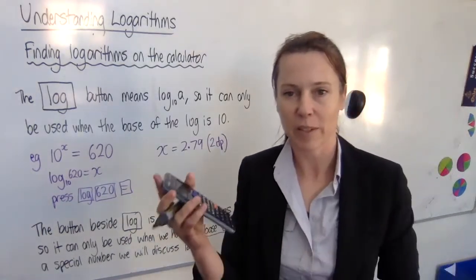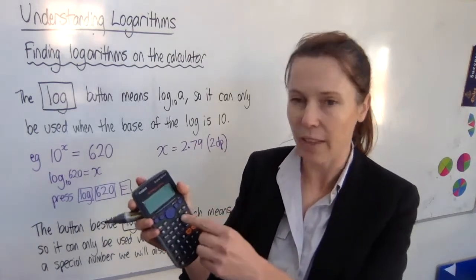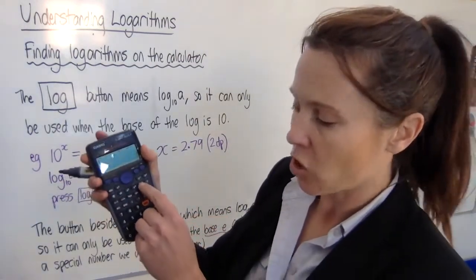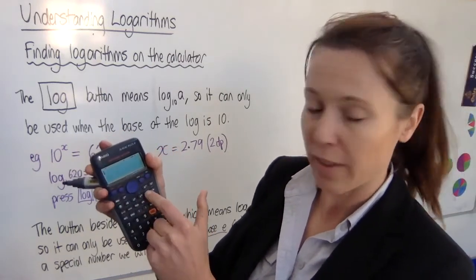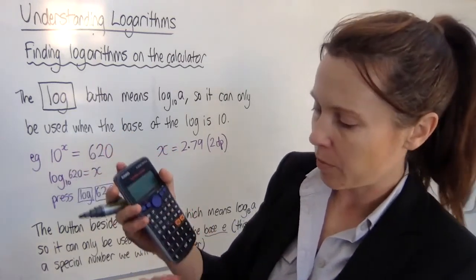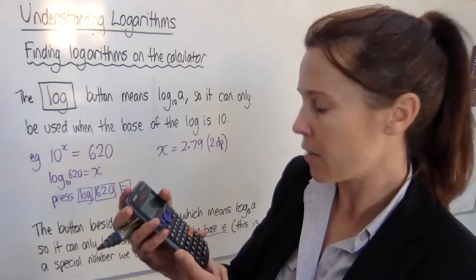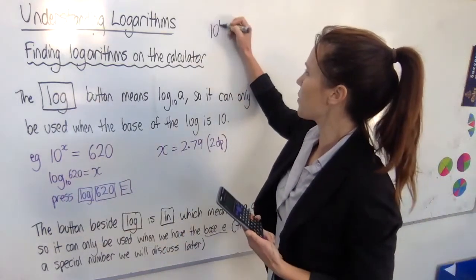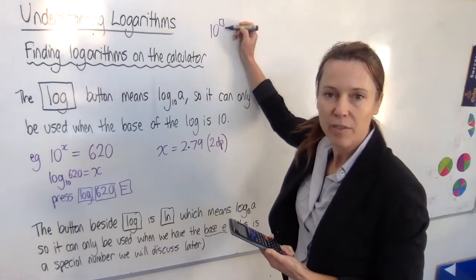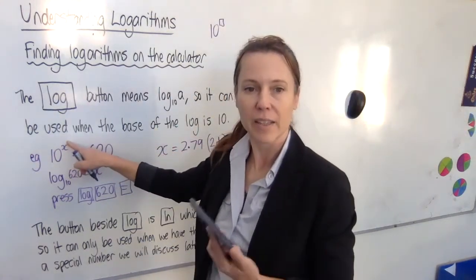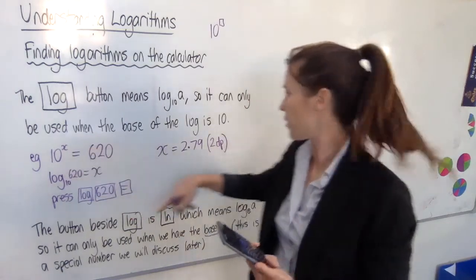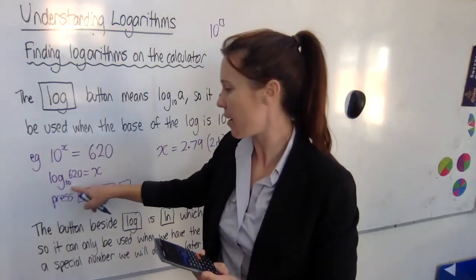Now, while we're looking at buttons on the calculator, let's have a closer look at that log button and have a look at the shift function. That's the little yellow function that you can get by hitting the shift and then the log. Well, the shift button and then log gives you 10 to the power of something. And this is really significant because if you find 10 to the power of something like we did here, it's the exact opposite of finding the log of base 10.